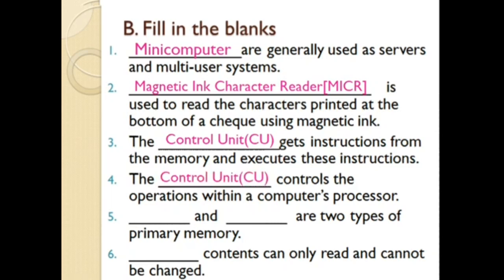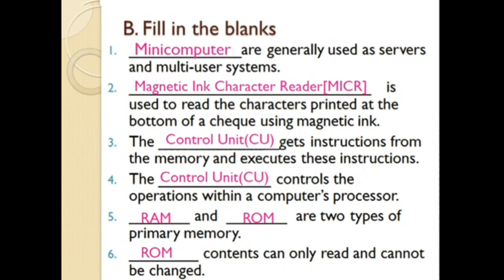Dash and dash are two types of primary memory. What are the two types of primary memory? Yes, RAM and ROM. So RAM and ROM are the two types of primary memory. The dash content can only be read and cannot be changed. Which one? ROM. Content can be read only but we cannot change it. So note it down, Kanna.